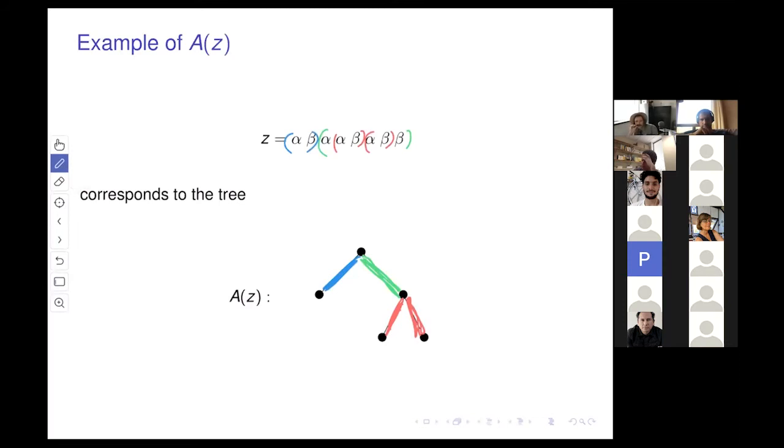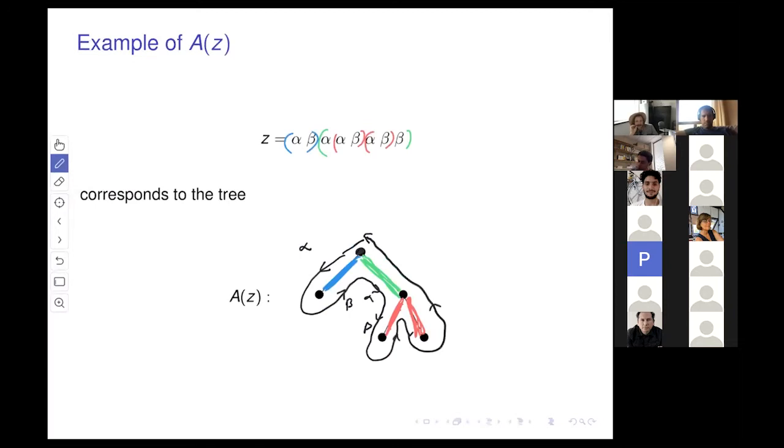If you want to get back from the tree to the word, all you need to do is you start at the root, and then you travel the tree along the boundary. And whenever you move down, you write an alpha, and whenever you move up, you write a beta. Okay, so that's about the basic structure of this submonoid. It corresponds to rooted trees.